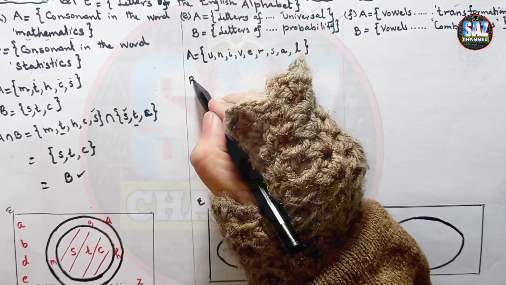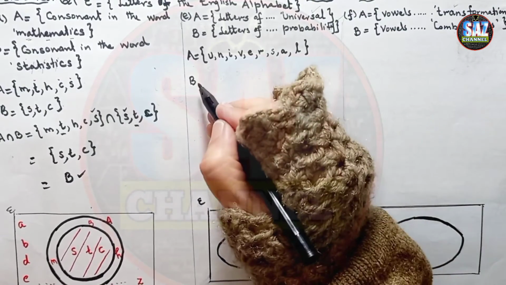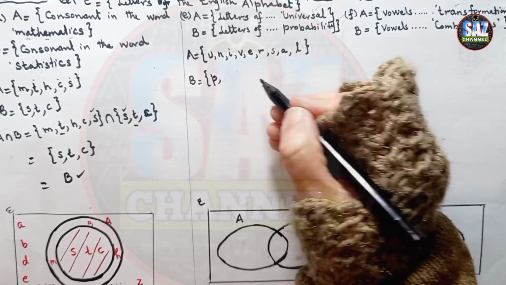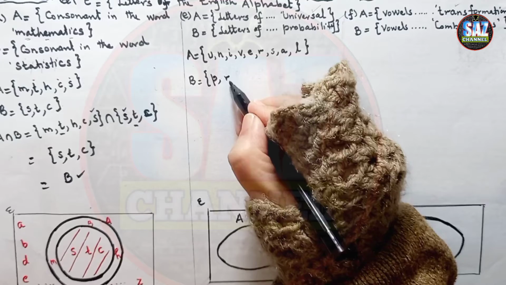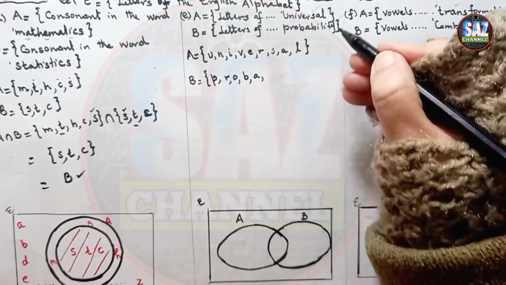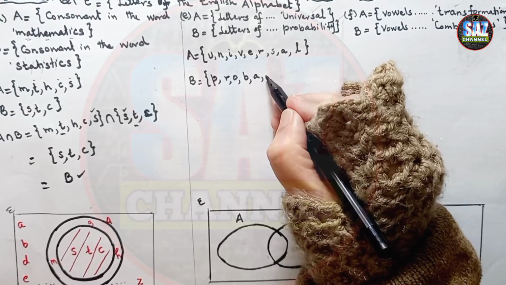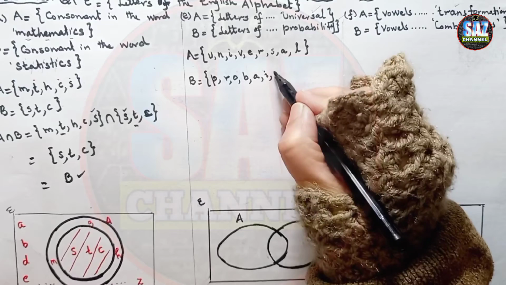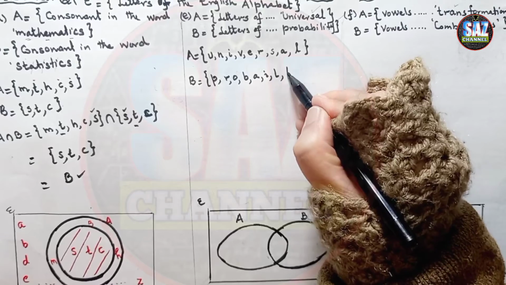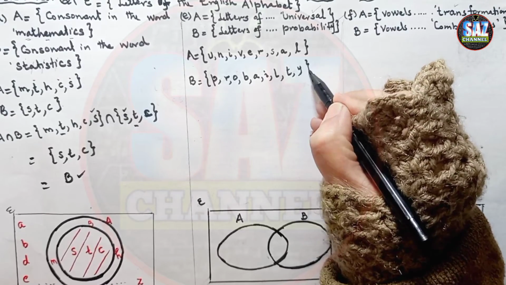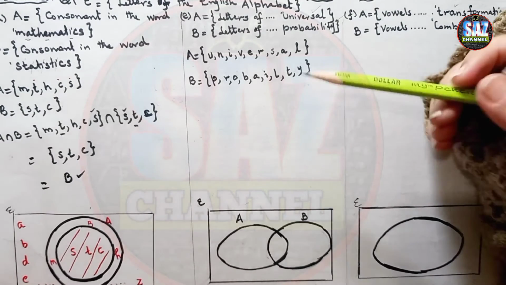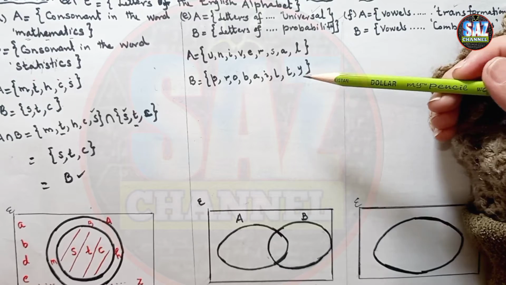Okay, moving to set B, letters of probability. So the first letter will be P, and then R, O, B, A, B is again coming, then I, L, I have already written, and then T, and then Y. Okay, after writing both the sets, what we have to do, we have to see carefully which letters are common in both the sets.